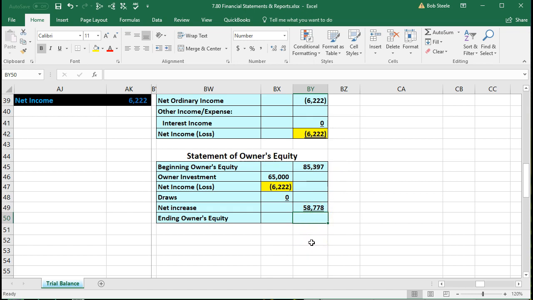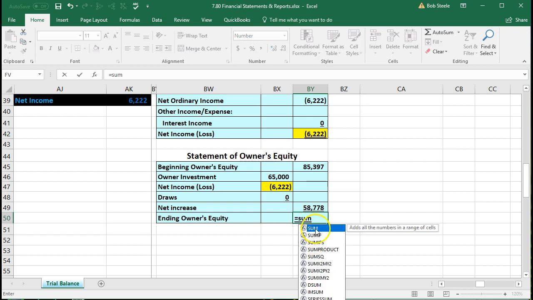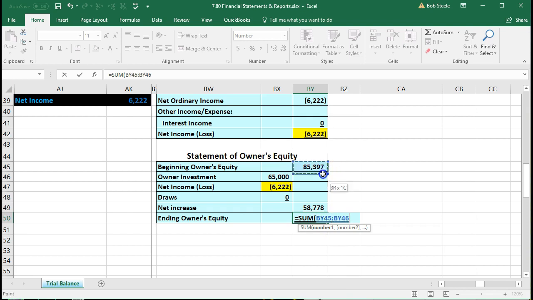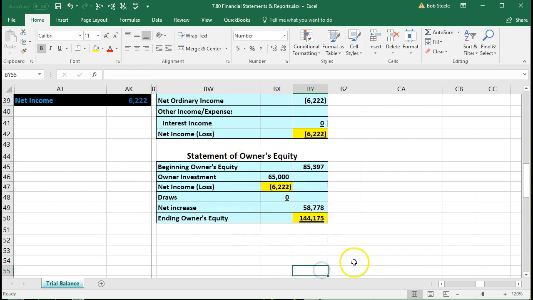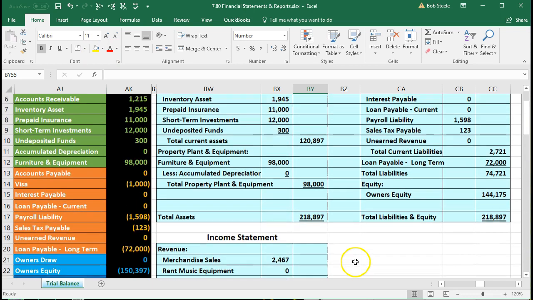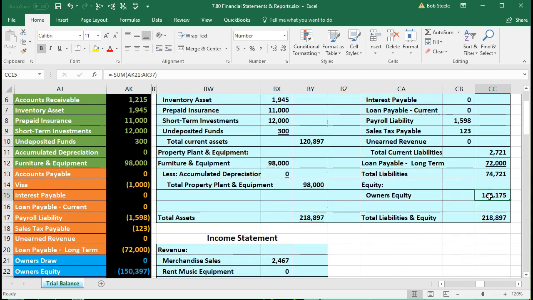I'm going to do that with the sum function again. It's going to be equals SUM, double click the sum function, highlight that outer column, and enter. That'll be the 144,175. I'm going to highlight that too because that should tie out to the balance sheet. I'm going to make that yellow. And then we're going to go up to the balance sheet. 144,175 is right there. I'm going to make that yellow as well. So that's where these things tie out.